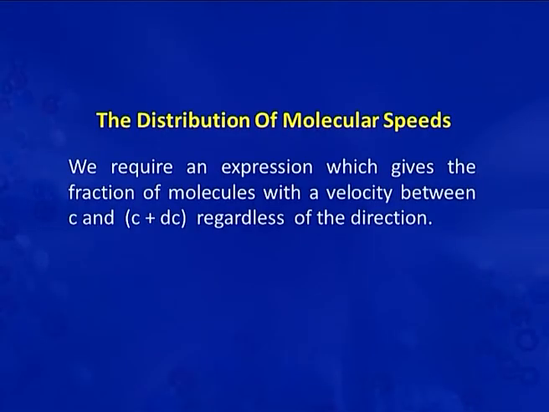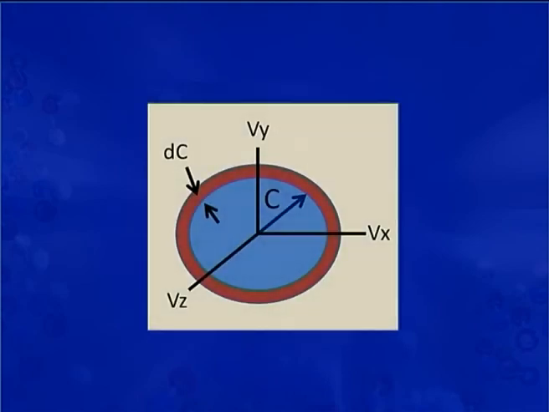We require an expression which gives the fraction of molecules with the velocity between c and c plus dc regardless of the direction. These are molecules whose velocity points lie within a spherical shell of thickness dc at a distance c. So, this shell has the volume equal to the integral of dVx, dVy, dVz in the above equation over the spherical shell.